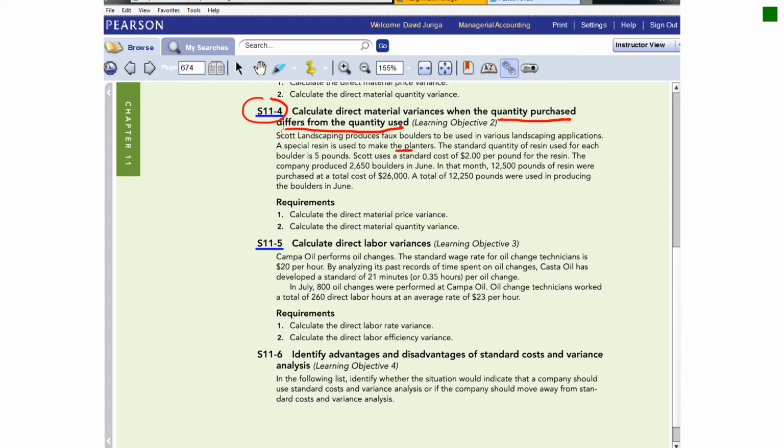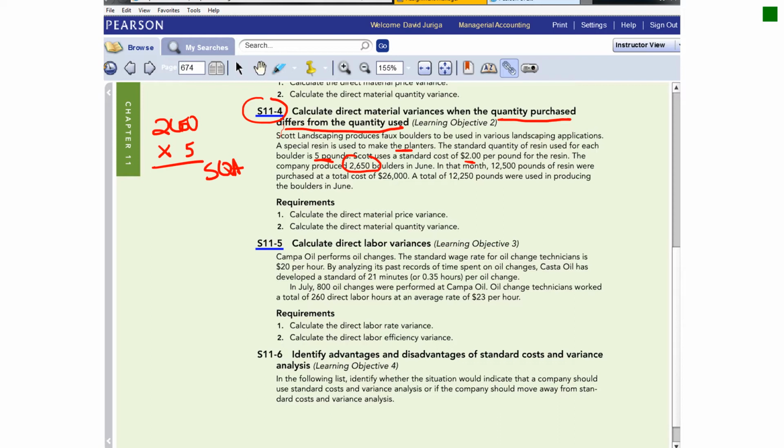They give you that the standard quantity of resin used for each boulder is 5 pounds. So you'll need that number to get the standard quantity allowed. They give you that the standard price is $2 per pound. So that's the number you're going to use when you look at the price variance. They told you that they produced 2,650 boulders. That's the number you're going to multiply by 5 to get that standard quantity allowed number.